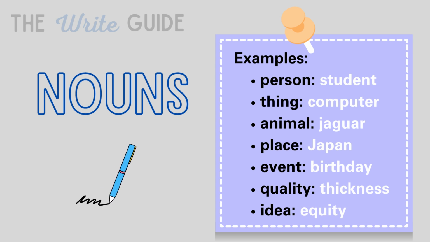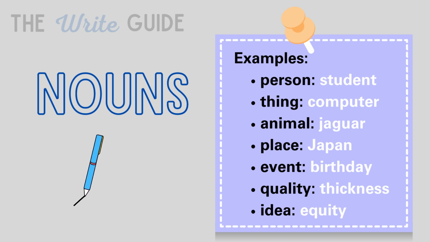For person, it can be a student or a doctor or your cousin or grandparents. For animal, it can be a jaguar or a flamingo. As for place, there are a lot of possible nouns like Japan or a school or hospital. For event, it can be birthday or New Year's Eve or Thanksgiving. For quality, thickness or durability or softness. Lastly, for idea, we can say equity or victory or justice. I'm sure you can think of a whole lot more.